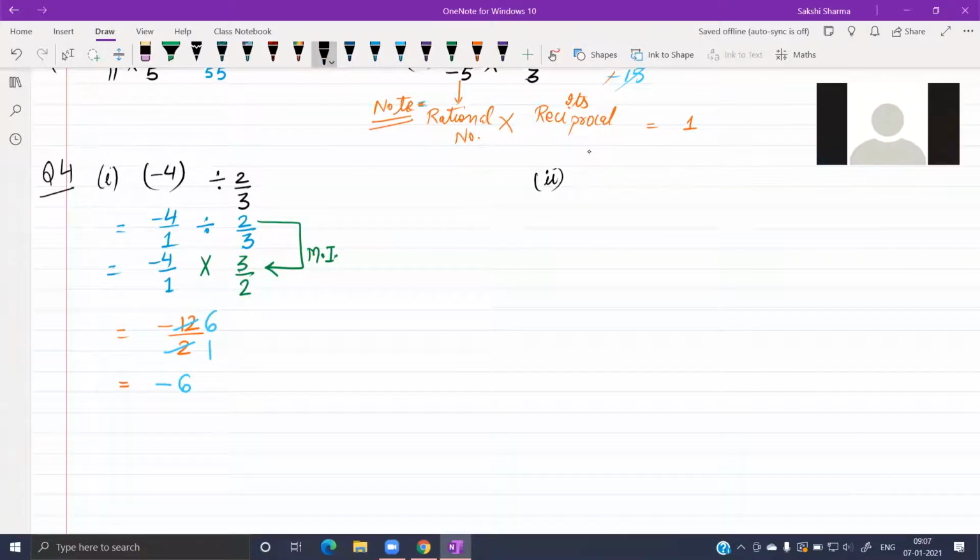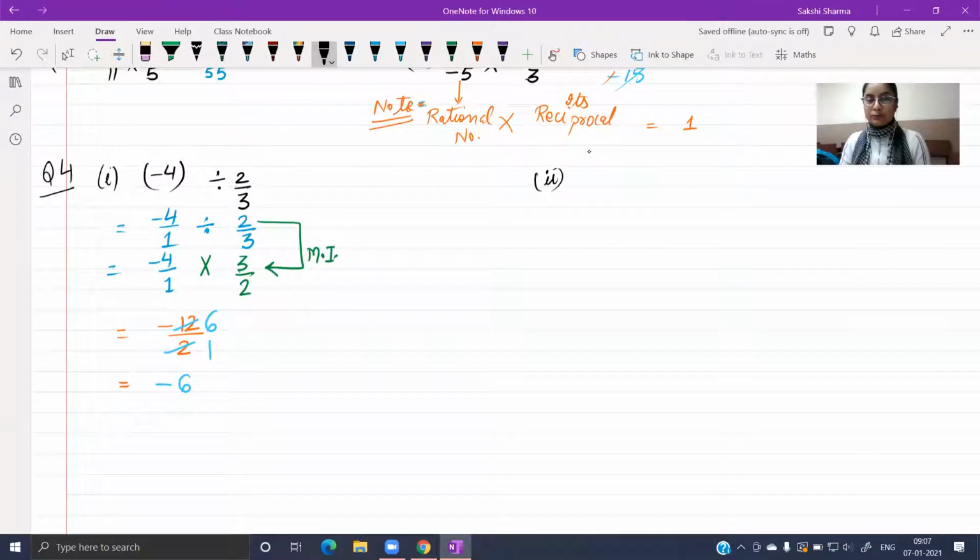Ma'am, can we do cutting in that step when we change division into multiplication? Yes, you can do cutting here also. Right here with 2 and 4, you can do the cutting here also.